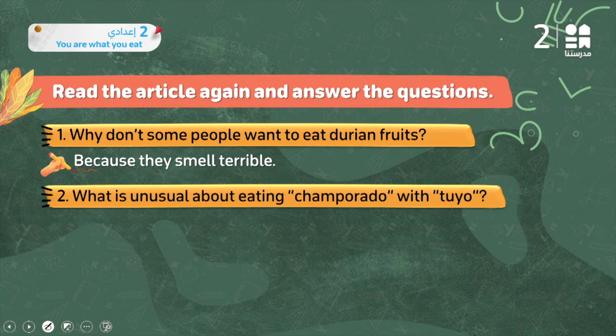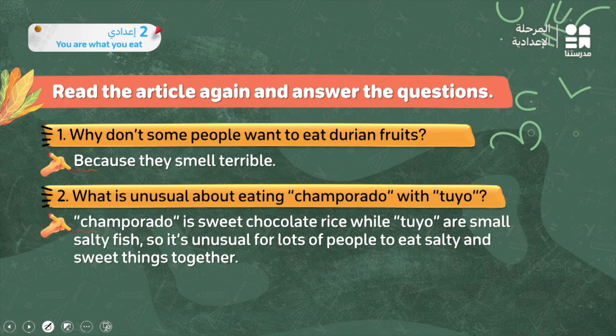What's unusual about eating champorado with toyo? What's different when we eat champorado with toyo? Of course, champorado is a sweet chocolate rice, while toyo are small salty fish. So it's unusual for lots of people to eat salty and sweet things together. That's the strange thing about this dish: something salty with something sweet.